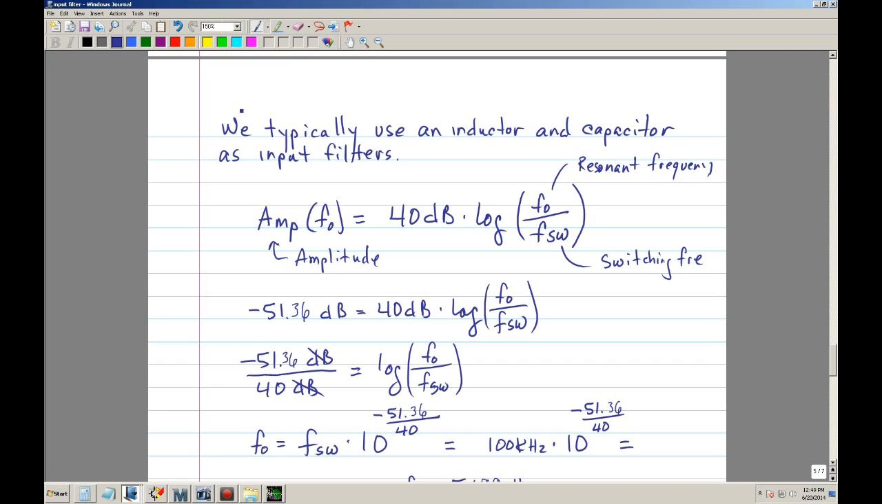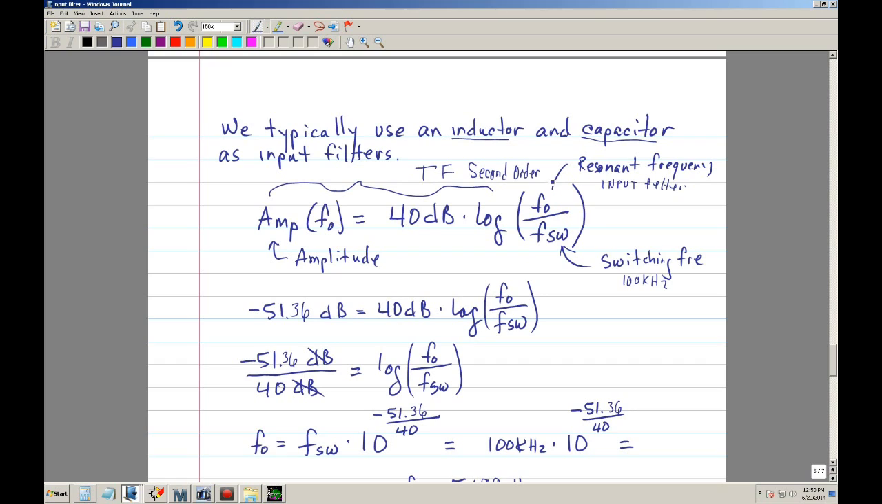For designing the input filter, typically you would use an inductor and a capacitor as the input filter, and this basically describes the transfer function of a second order system. Okay, and basically it's 40 dB log of the switch frequency over the resonant frequency of the input filter. FSW is the switch frequency, which is supposed to be 100 kilohertz.